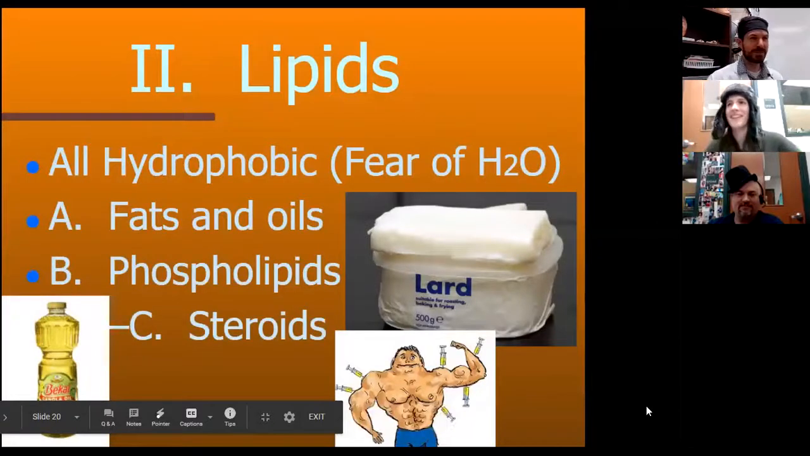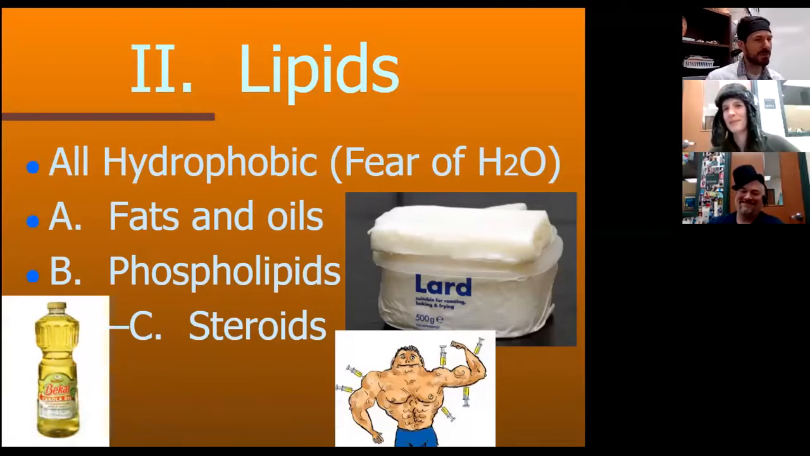Welcome to part number 2, which is actually part number 3 if you're counting the intro. But it's our second molecule type. It's about lipids, and you're going to love it.